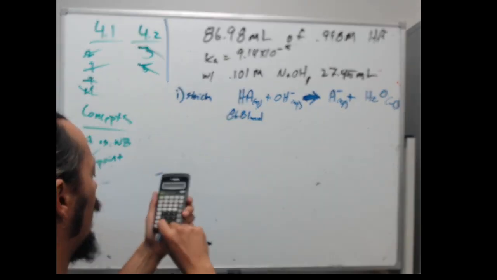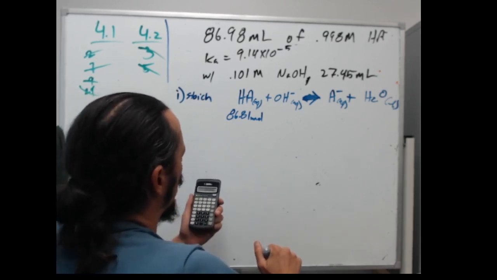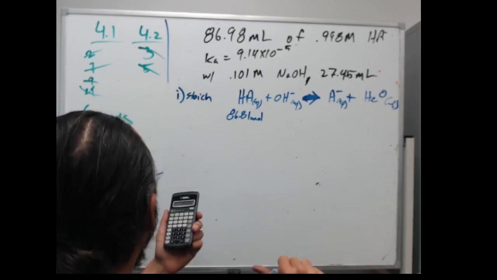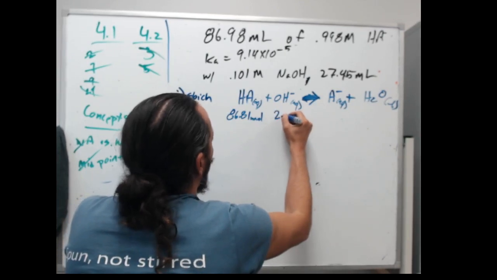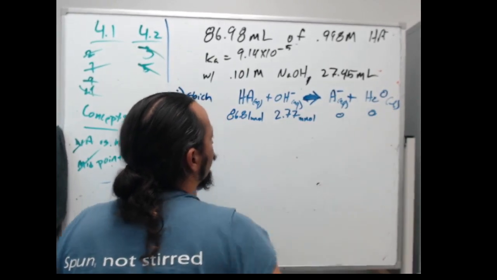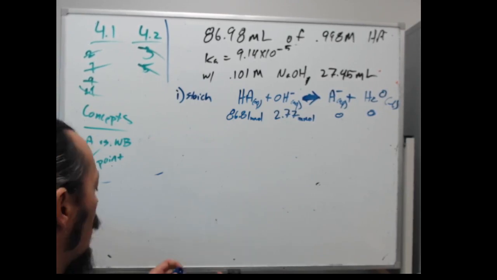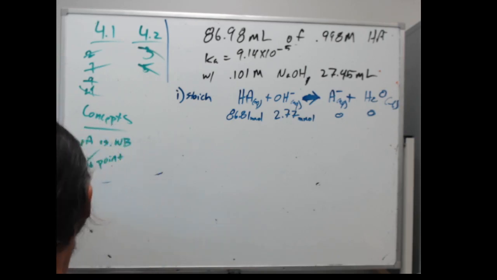For the hydroxide it's 0.101 times 27.45. Oh, did I mess up someplace? No, that looks right. No, that's right. That's just a really weird number. 2.77 millimoles. 0, 0. Huh. These are randomized numbers that might mess things up. We'll see how it goes. So, why am I already worried? There's not a lot of strong base.